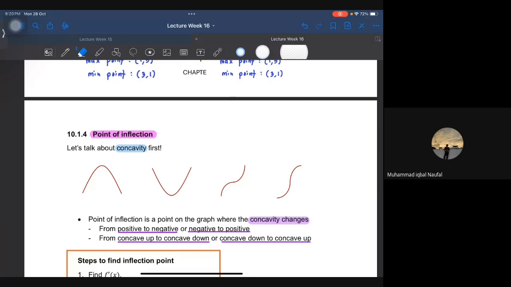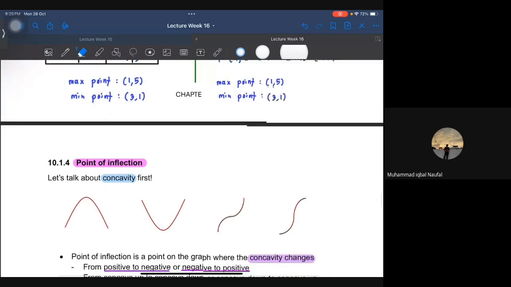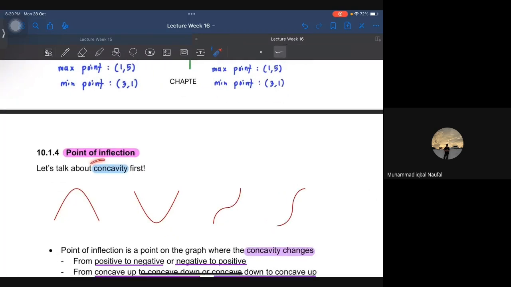Okay, so jom kita cakap pasal concavity dulu. So, apa yang awak faham dengan concavity? What do you understand about concavity? Jangan tengok saya punya maksud kat bawah tu lagi. Just focus on this word sahaja dulu.